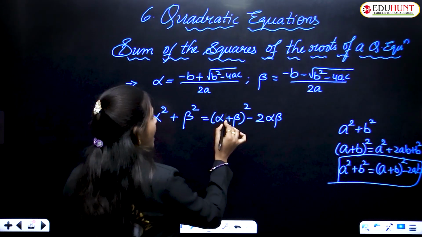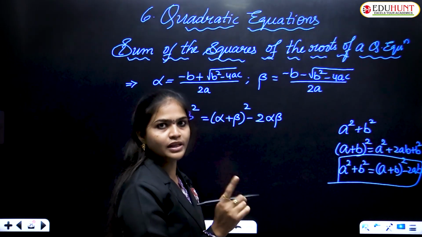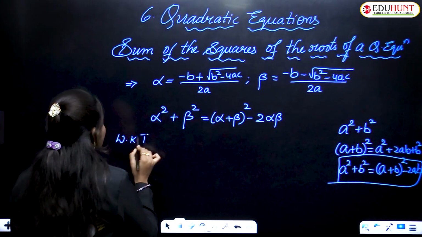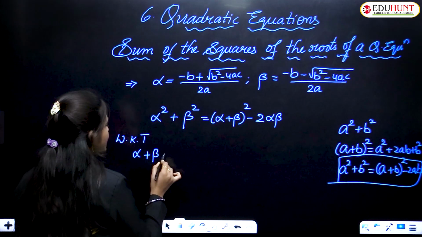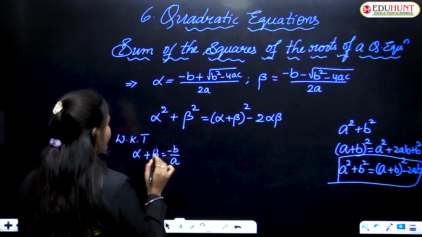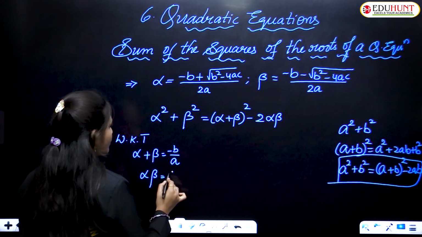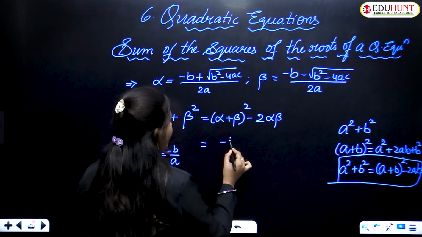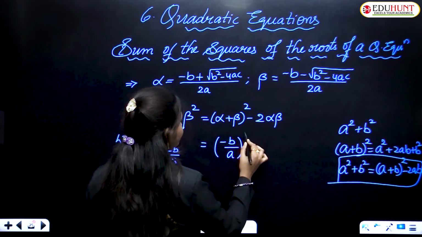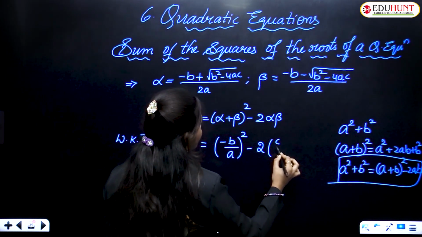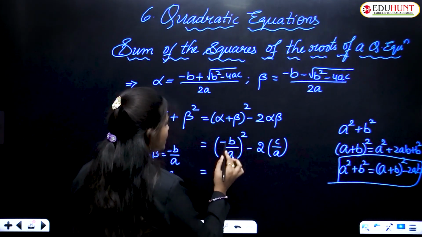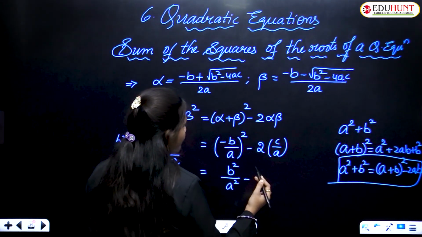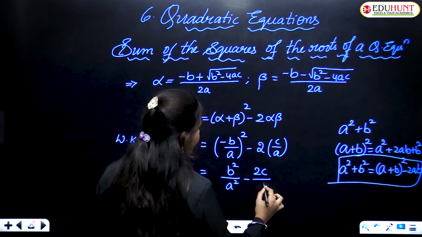Here alpha plus beta is nothing but the sum of the roots. The sum of the roots alpha plus beta is equal to minus b by a, and the product of the roots is equal to c by a. Just use those two here. So minus b by a whole square minus 2 into c by a, which is equal to b square by a square minus 2c by a.